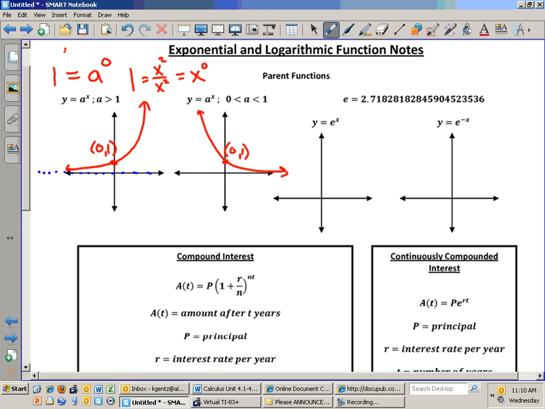Y equals 0. This horizontal line never crosses that x-axis. Okay? Y equals e to the x.